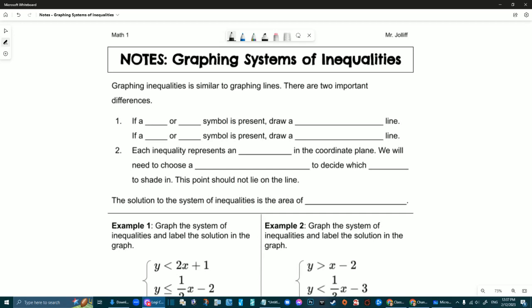So the upside to this week is we're going to be using a lot of skills we already know, because graphing inequalities is very similar to graphing lines, but there are a couple of important differences.